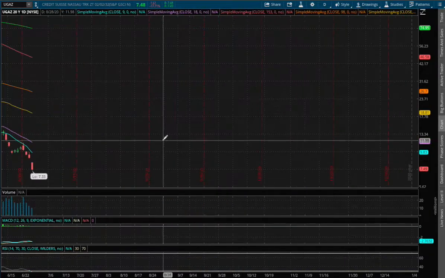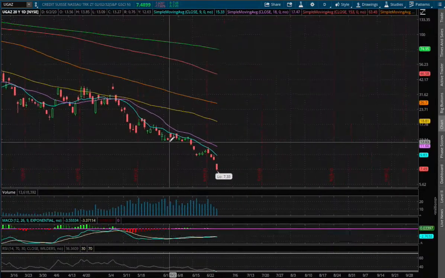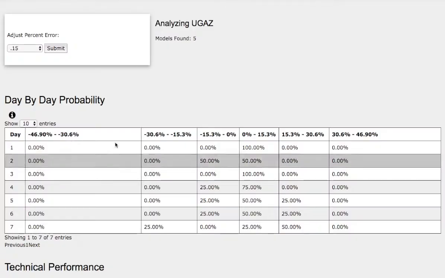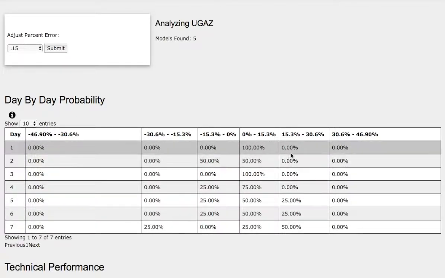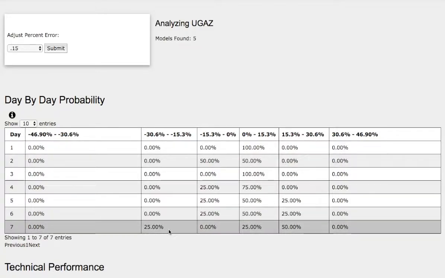So now let's expand out further and see the next possible ranges on the day-by-day probability model. As we progress to the 7th day, for UGAZ, we have a 25% chance for it to climb between 0 to 15%. And to the extreme case, to the upside, we have a 50% chance for UGAZ to climb between 15% to 30%. And to the downside, to the extreme case, we have a 25% chance for UGAZ to fall between negative 15% to negative 30%.